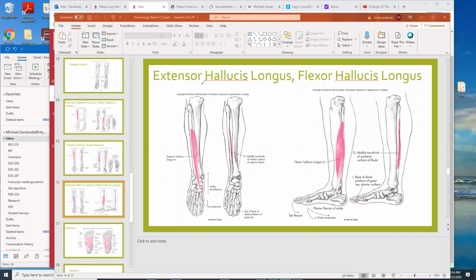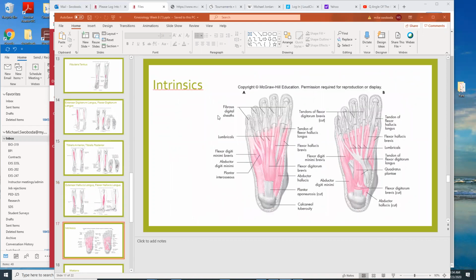And now, remember with the thumb, we had pollicis. With your big toe, we have hallucis, or hallicus, however you want to pronounce it. But if you ever see hallicus, that means big toe. And just like with the digitorum muscles, you have an extensor and a flexor. Your extensor hallicus pulls your big toe up. Your flexor hallicus flexes the big toe down. Pretty straightforward with that. Don't worry about any of the intrinsic muscles. There's tons of those there. Not worried about that.